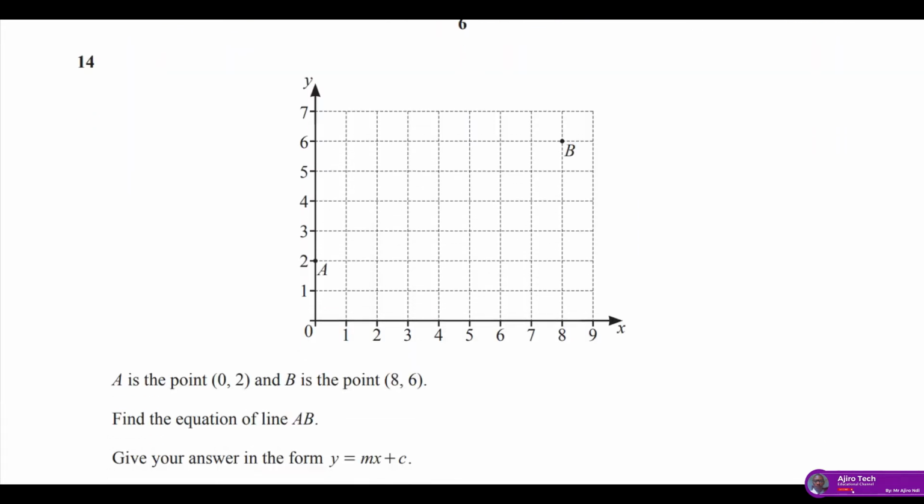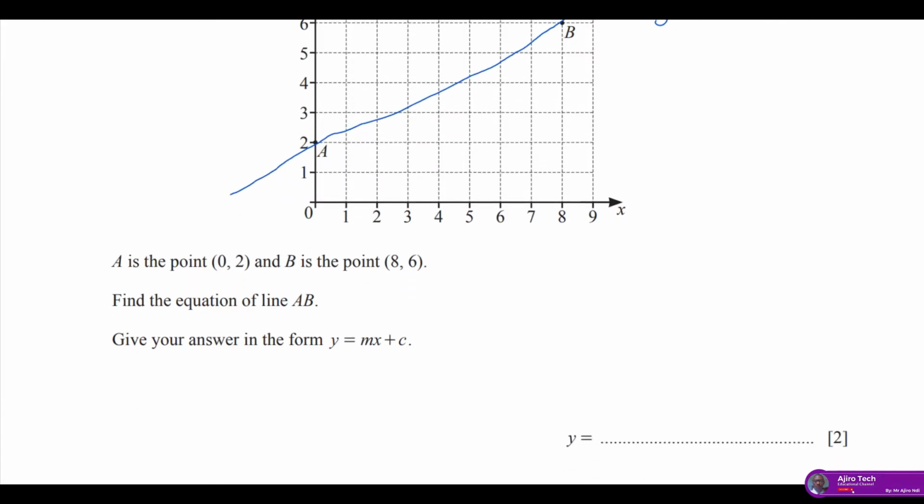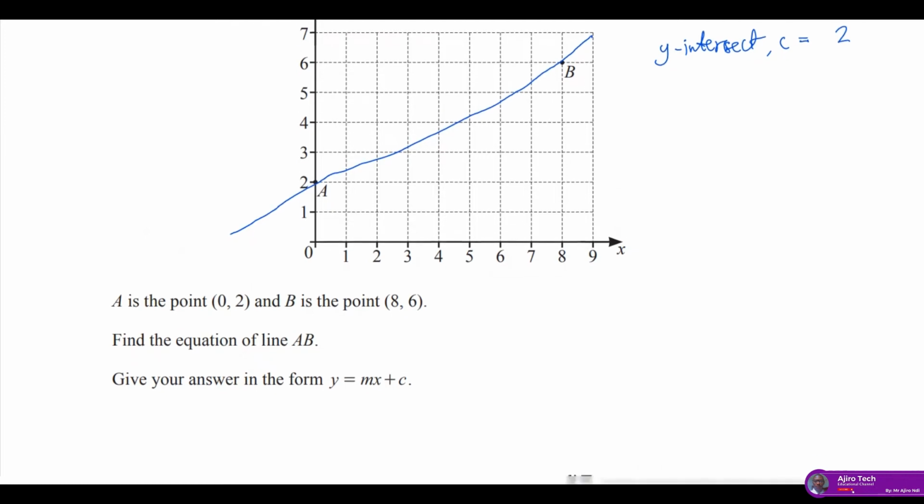Number 14. Point A is given as (0, 2) and point B is the point (8, 6). Find the equation of the line. Okay, now if I join the points together, I have this. First of all, the intercept. Why the intercept? C is 2, because that's the point where the line crosses the y-axis. And then I have to look for the gradient.